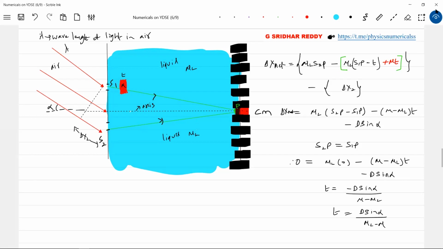Now let me ask a question. I want the order of interference opposite to slit S1 in this problem. Or I want central maxima exactly opposite to slit S1. Central maxima, I want it to be here.